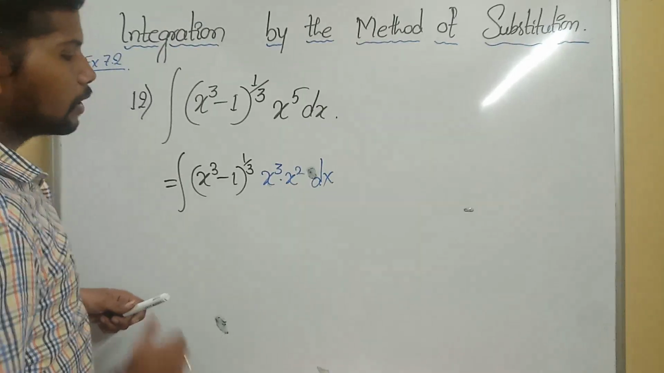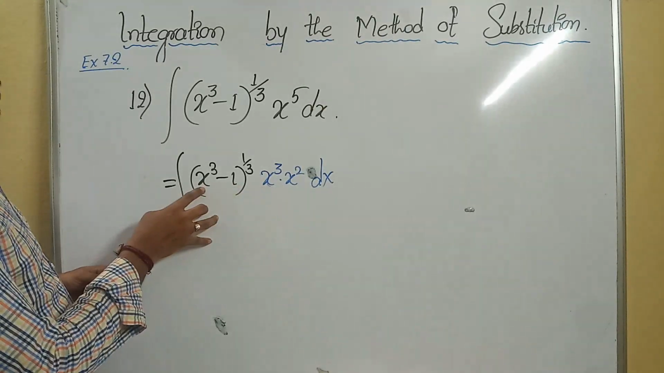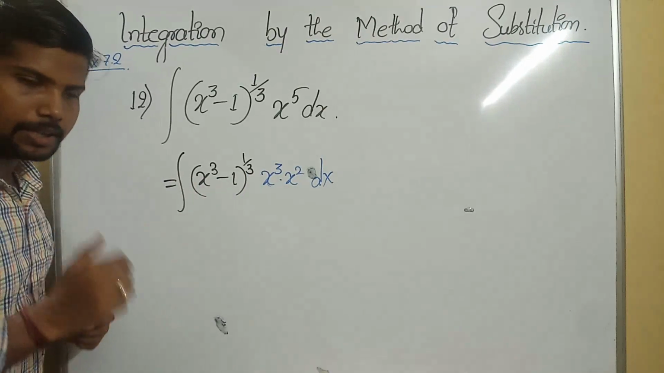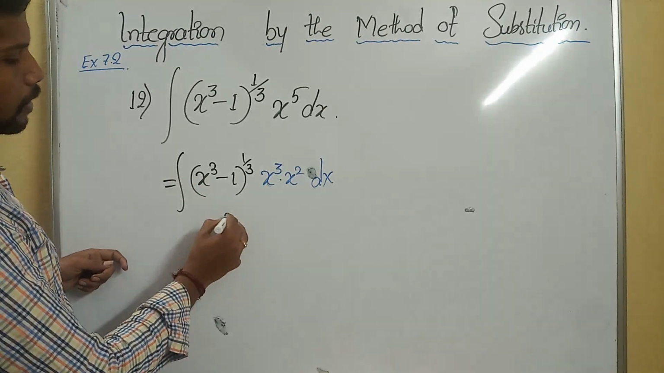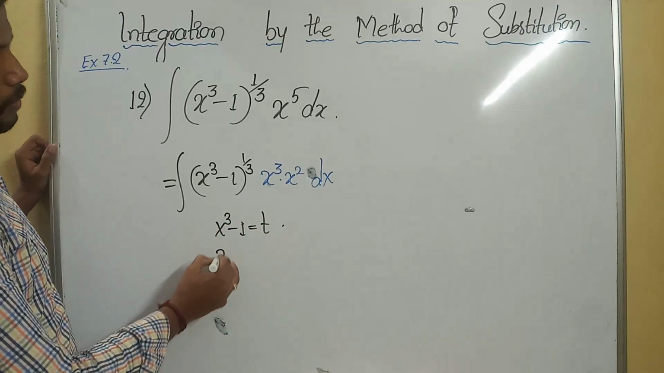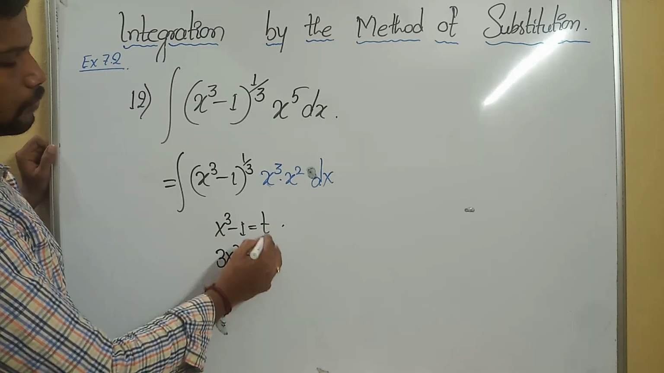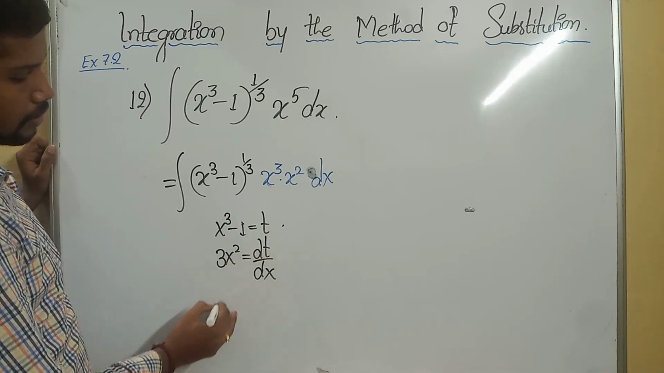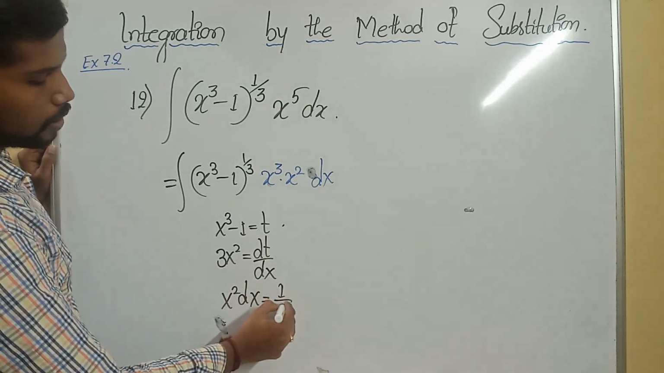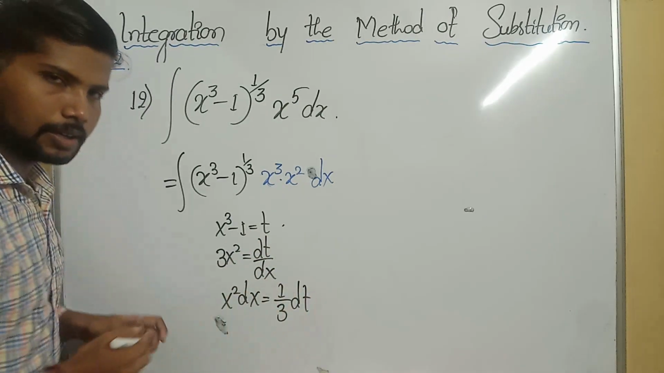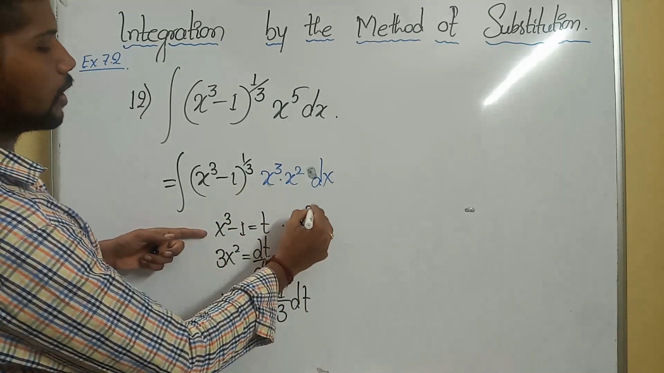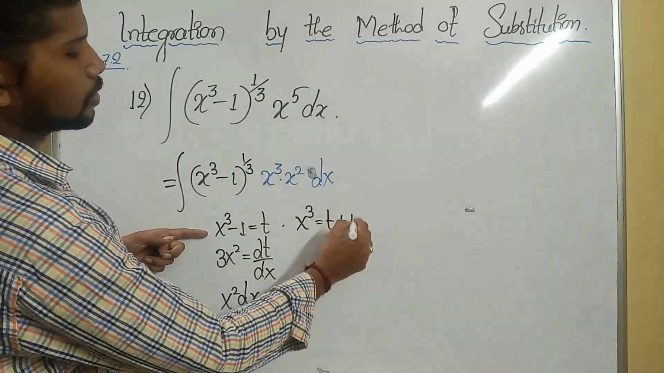Is it okay? Why am I writing this? Because the derivative of x cube will be 3x square, so the x square term must be there. Got it? Now I'd like to take x cube minus 1 as t. The derivative of x cube will be 3x square, and the derivative of t will be dt by dx. Now x square dx I'd like to write as 1 by 3 dt. Got it? After this, x cube has to be substituted as t plus 1.